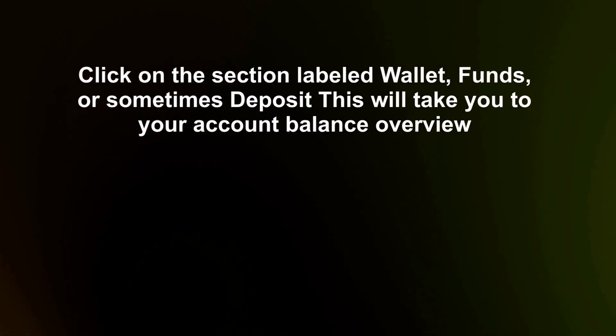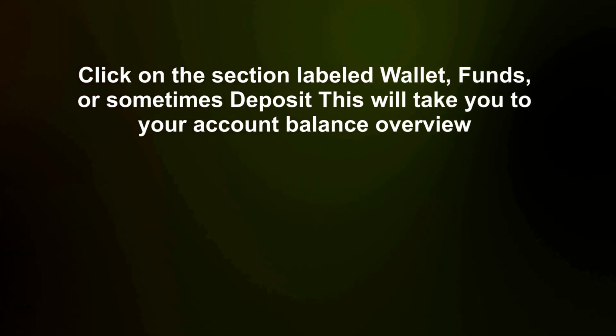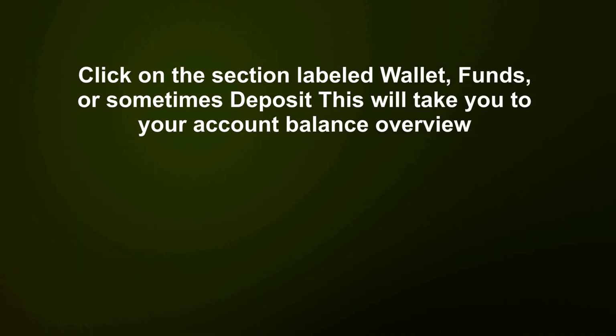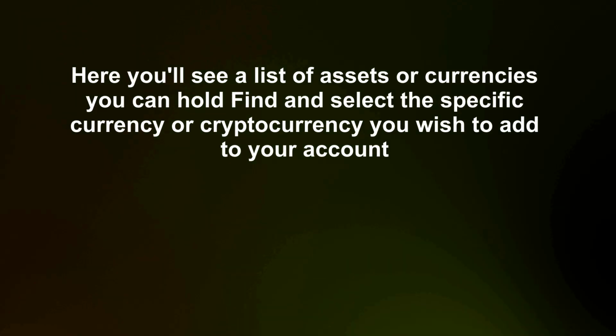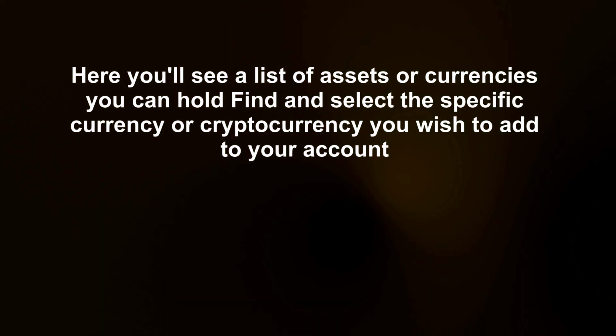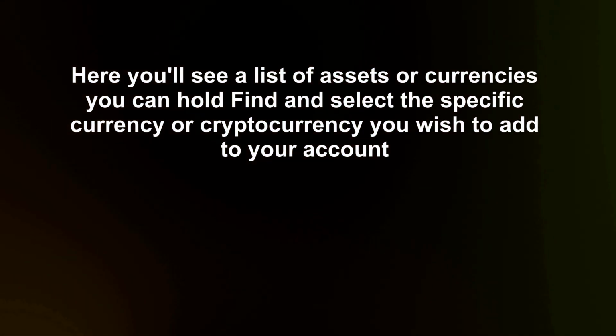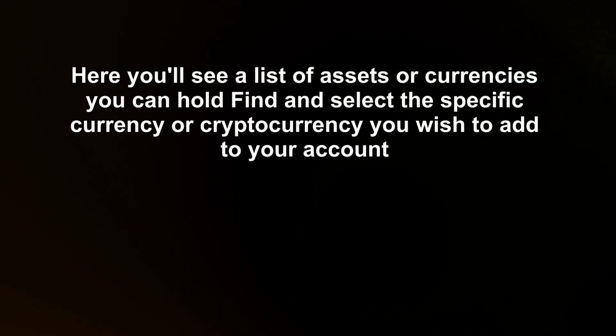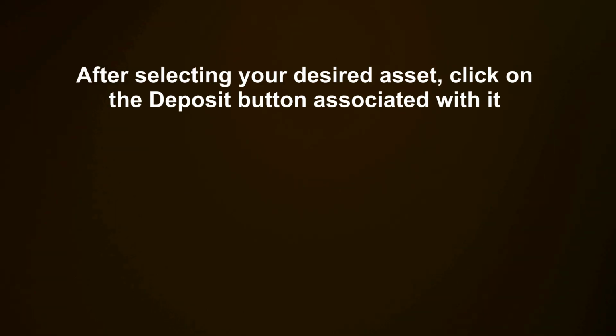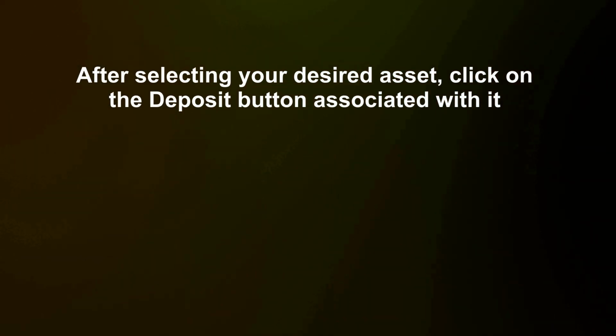Click on the section labeled Wallet, Funds, or sometimes Deposit. This will take you to your account balance overview. Here you'll see a list of assets or currencies you can hold. Find and select the specific currency or cryptocurrency you wish to add to your account. After selecting your desired asset, click on the deposit button associated with it.